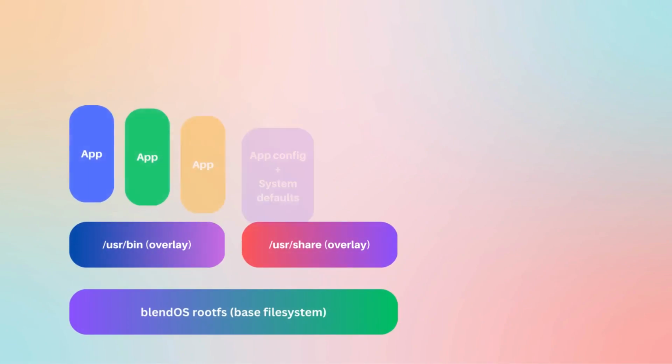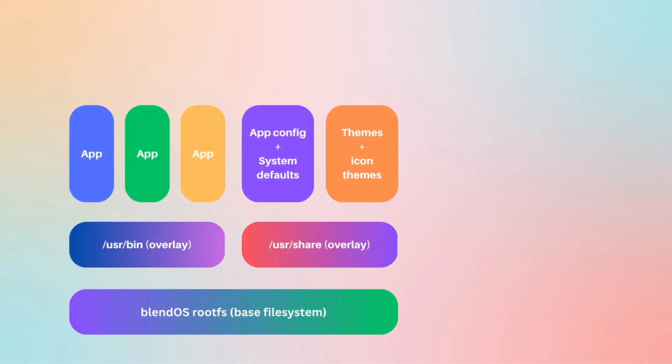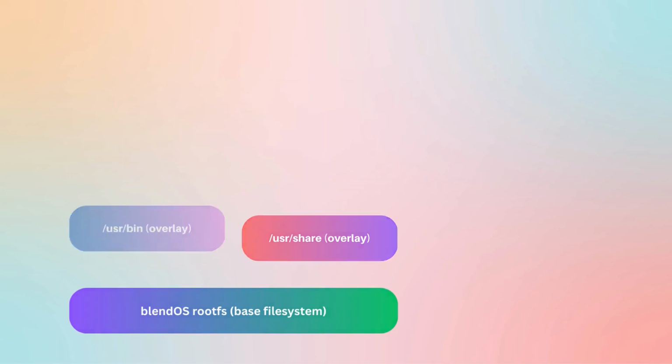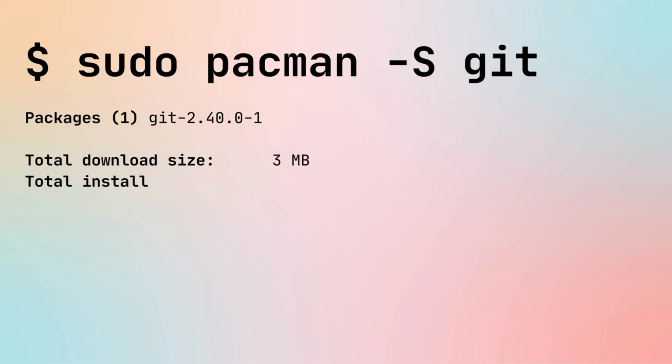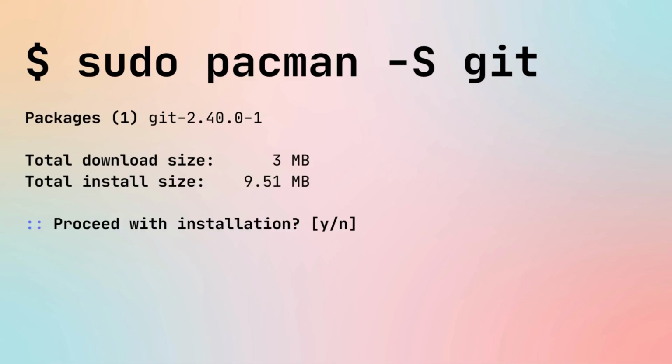blendOS is also an immutable operating system, and unlike all other immutable OSs, it allows you to install system packages using Pacman regularly, thanks to an overlay system that also allows you to roll back to existing snapshots in the event that anything goes wrong.